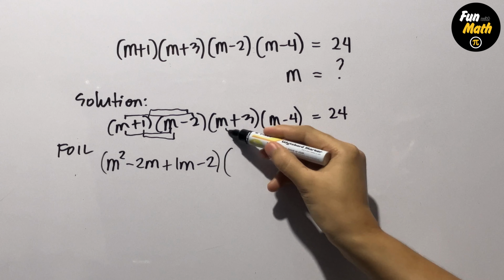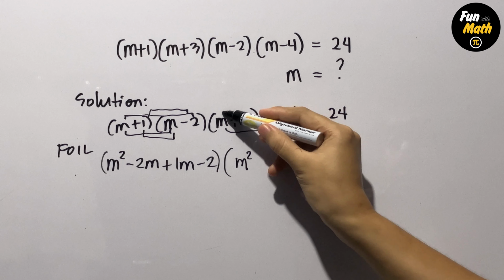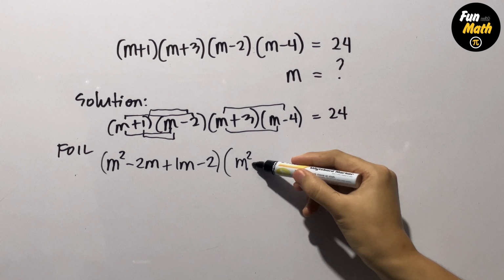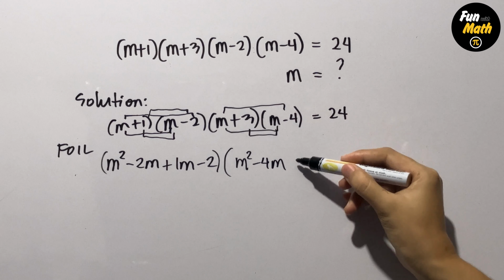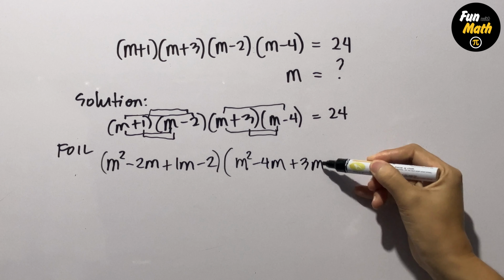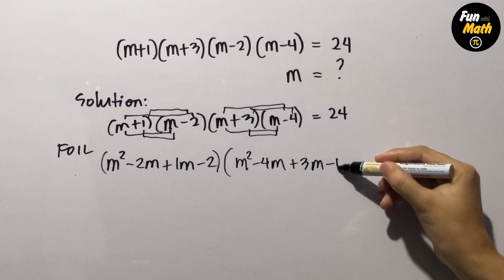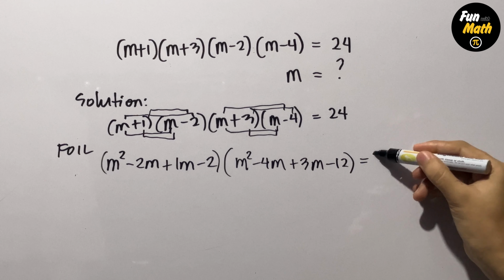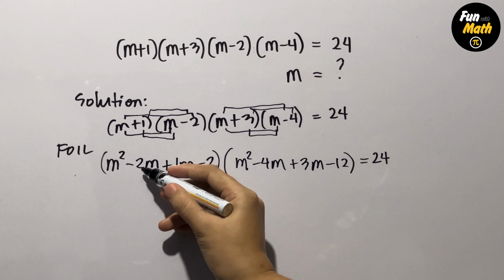So first, m times m, that is m squared. Outer, that is m times negative 4, that is negative 4m. Inner, that is 3 times m, that is plus 3m. Last is 3 times negative 4, that is negative 12. It's equal to 24. Next, we can combine like terms.